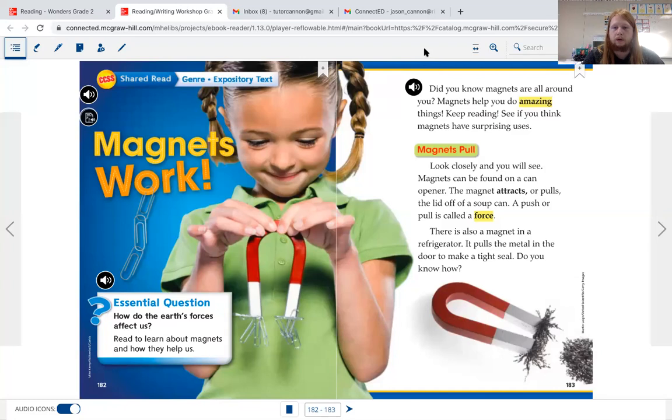Did you know magnets are all around you? Magnets help you do amazing things. So amazing. Remember, amazing means something extraordinary. Keep reading. See if you think magnets have surprising uses. Magnets pull. Look closely and you will see magnets can be found on a can opener. The magnet attracts or pulls the lid off the soup can. A push or pull is called a force. There is also a magnet in the refrigerator. It pulls the metal in the door to make the seal tight. Do you know how? Remember, a force is a push or a pull.